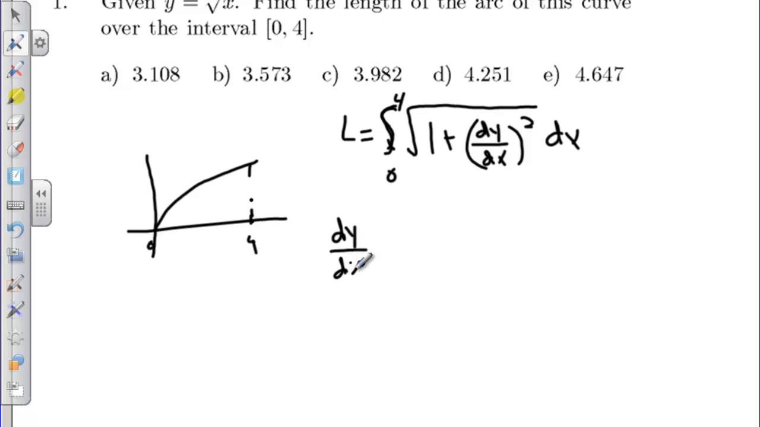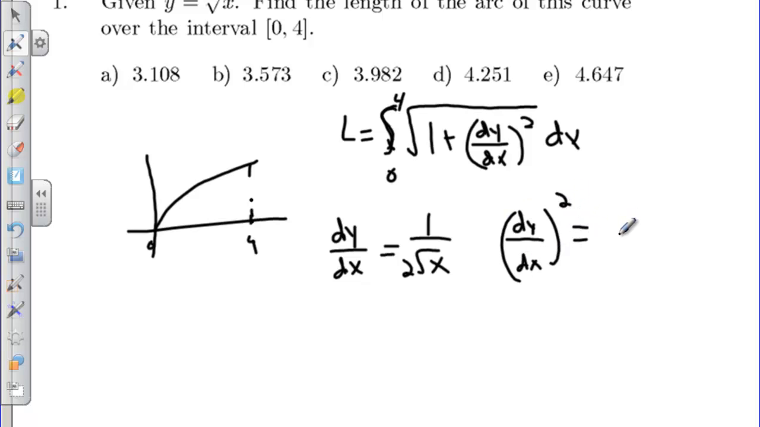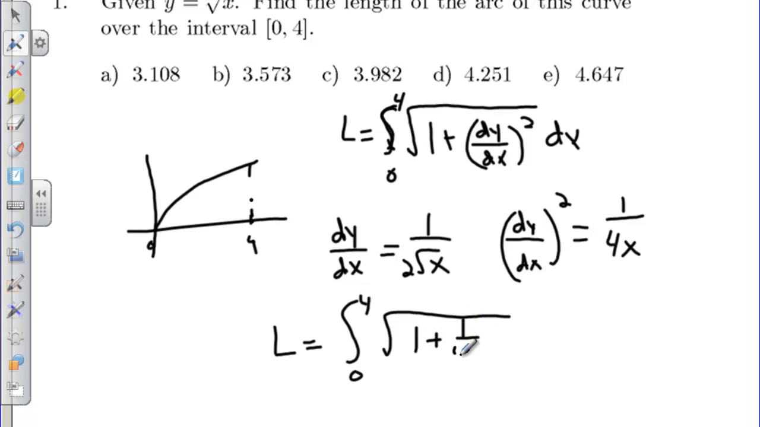So the derivative of this is 1 over 2 square root of x. And the derivative squared, which is important, is going to be 1 over 4x. So my arc length is going to be the integral from 0 to 4 of the square root of 1 plus 1 over 4x dx. And that I'm going to type on my calculator, and I get that this is about 4.64678, and that answer right there is E.